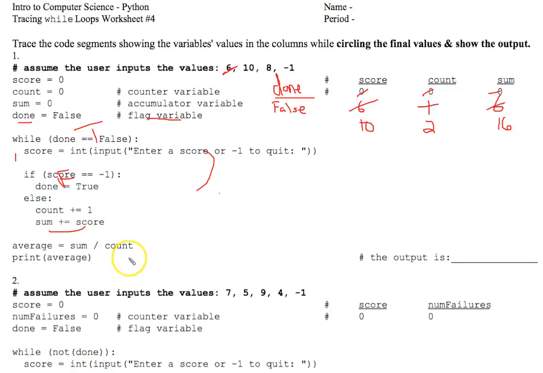We loop back up to the top. The control expression up here is still true. So the next score gets inputted, an 8. The 8 causes 1 to be added to count. The 8 gets added into 16 for a grand total of 24. We loop back up to the top. Is done equal to False? True. So we go through the loop yet again.